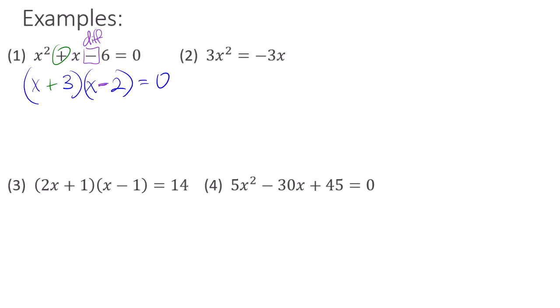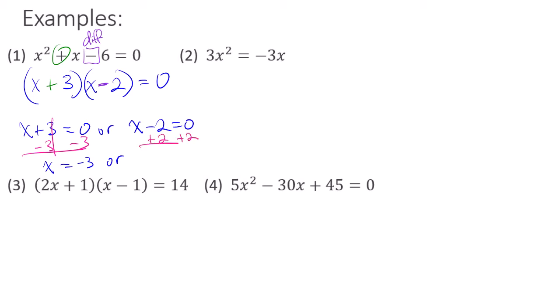All right, and now you can just set these equal to 0, right? In order for this to be true, either that has to be 0 or that has to be 0. So either x plus 3 must be 0 or x minus 2 must be 0. So then you just here subtract 3 from both sides. So you get x equals negative 3. Or here you can add 2 to both sides and you get x equals positive 2. So those are your two answers, okay?